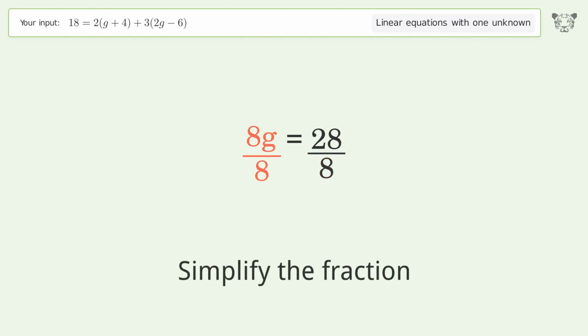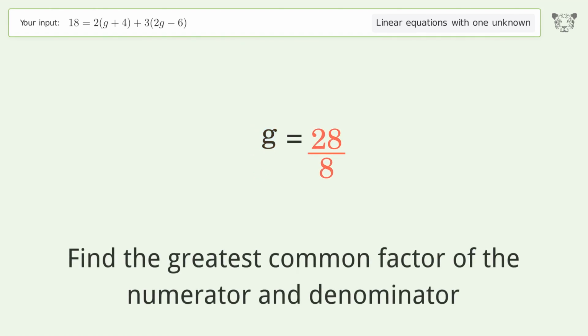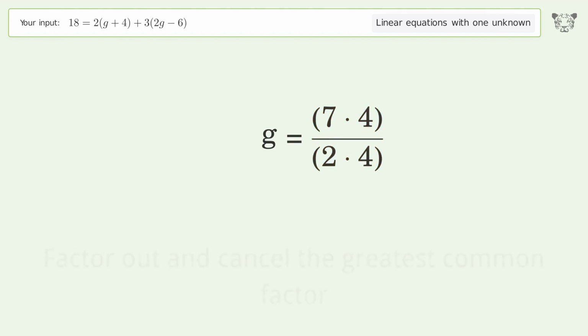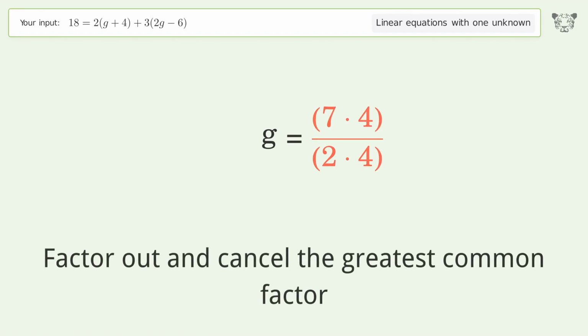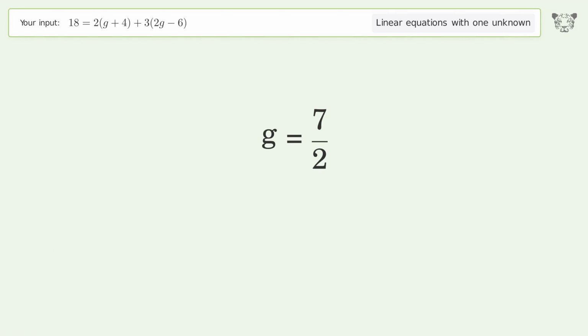Simplify the fraction. Find the greatest common factor of the numerator and denominator. Factor out and cancel the greatest common factor. And so the final result is g=7/2.